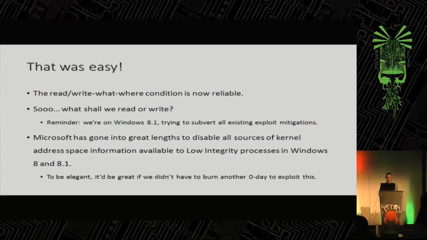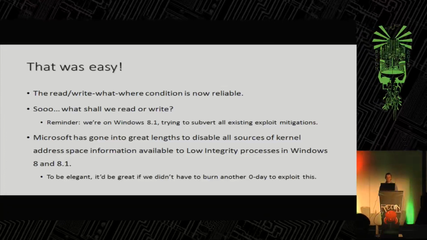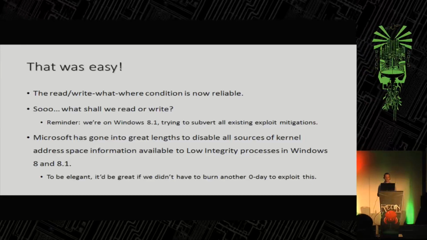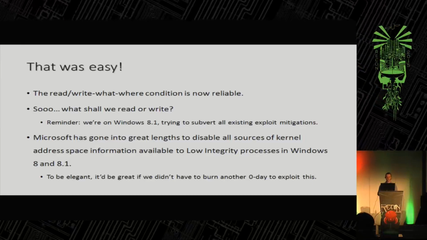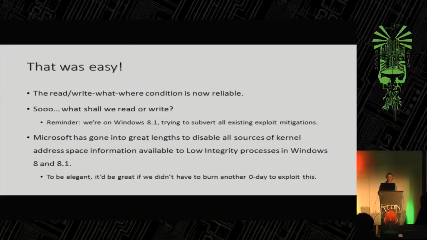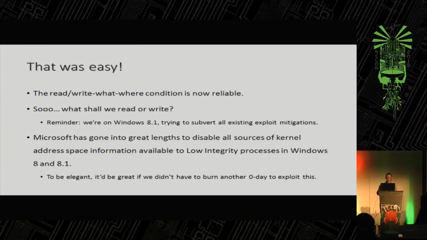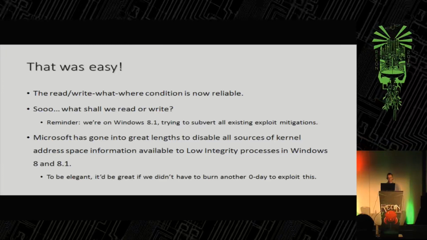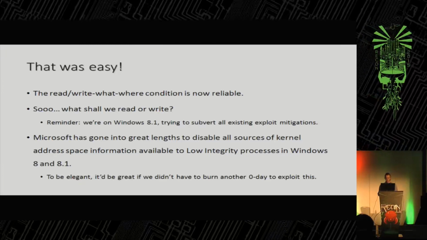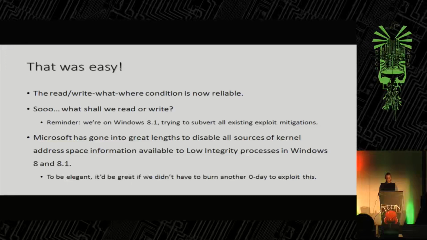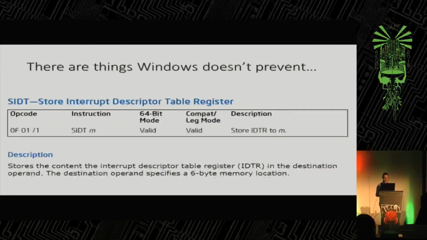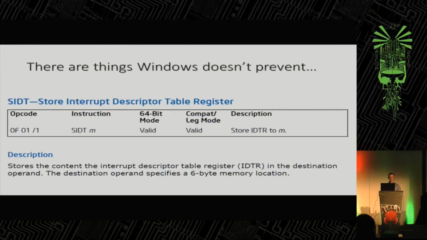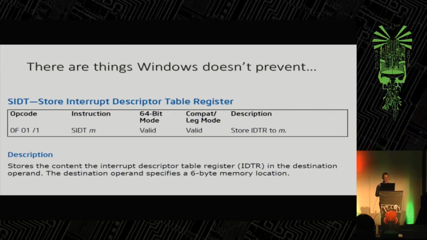Because we're on Windows 8.1 trying to subvert all exploit mitigations, and as it turns out, Microsoft actually went to great lengths to make it impossible to get any information about the kernel address space from within user mode, and specifically from within low integrity processes. And of course, we would like to use whatever resources we have right now and not burn another 0-day on this. So there are still things that Windows doesn't prevent us from acquiring about the kernel address space.